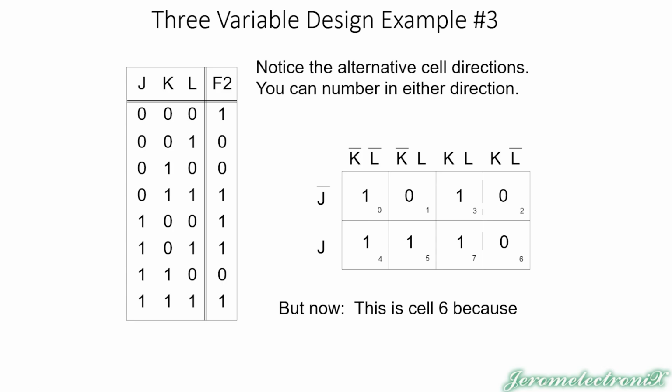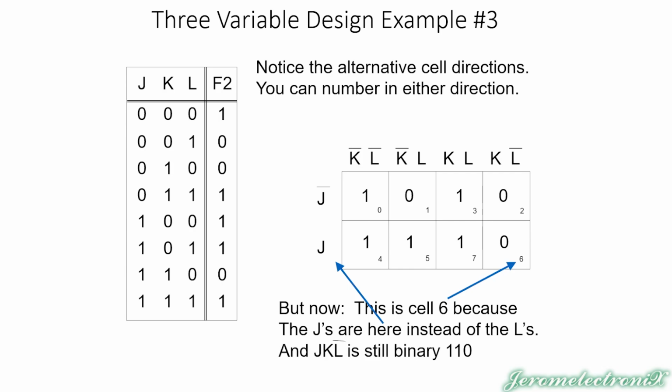Cell 6 is in a different location. This is cell 6 because we put the j on the side, the first variable on the side instead of on the top. It's also cell 6 because the j's are here, because where the l's are, the j's are here, the l's are over there.